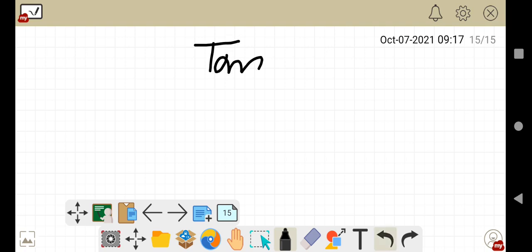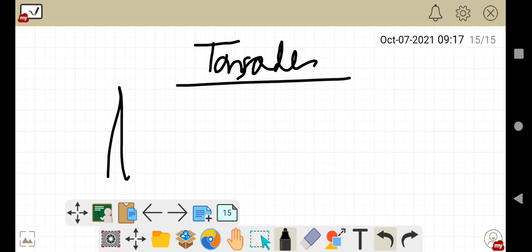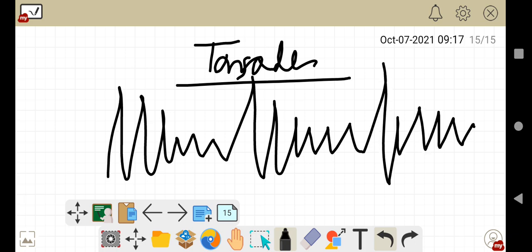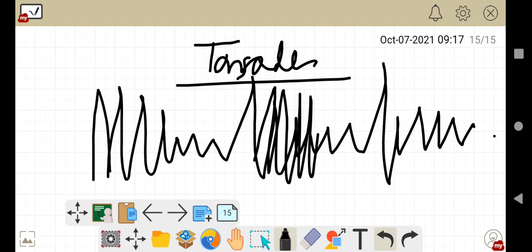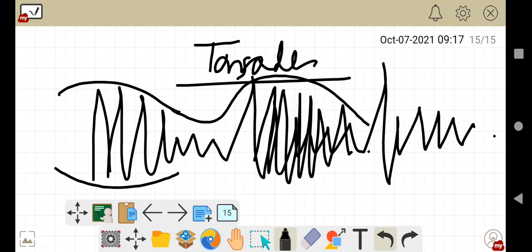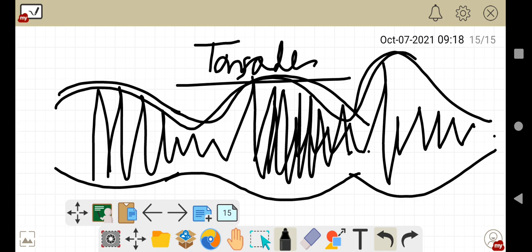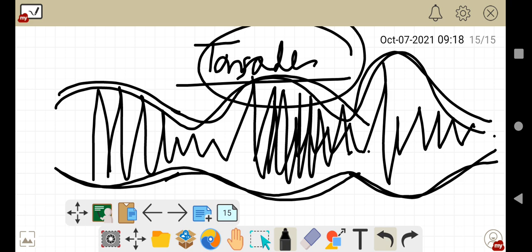Next, I will talk about torsades. If you carefully see the pattern, you will see something like this, again this. If you see such a graph, it is actually torsades, and here management is often asked. It is Maxwell.